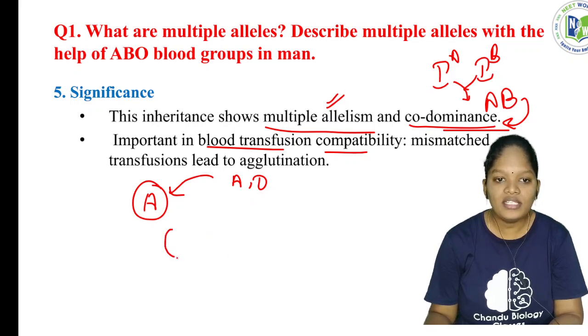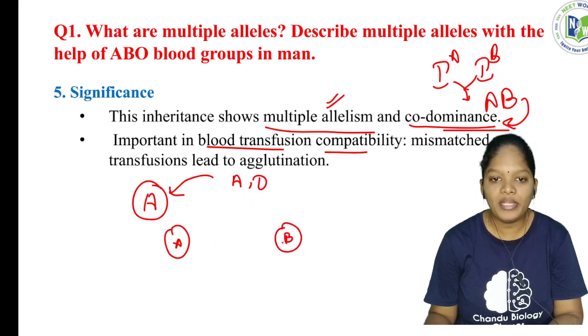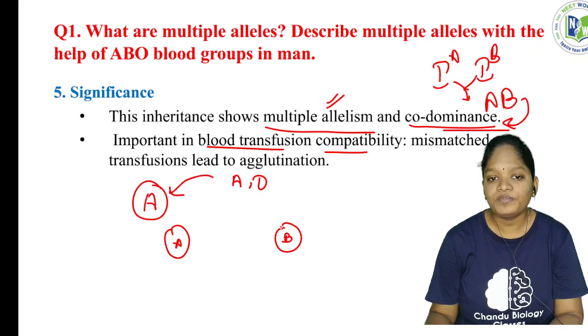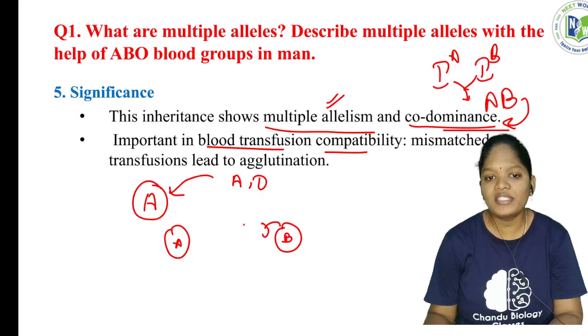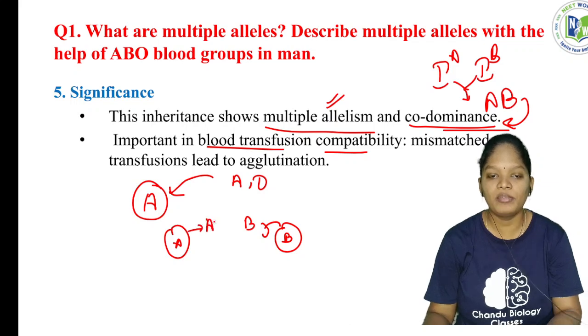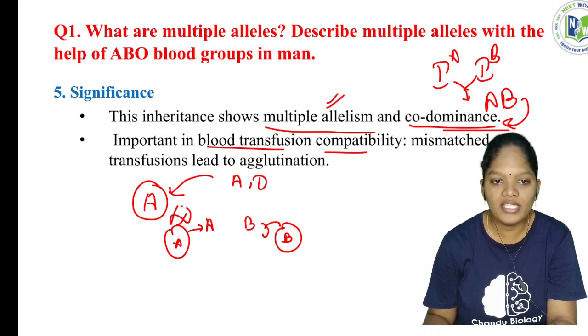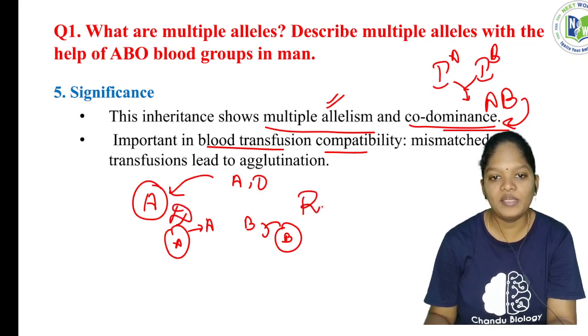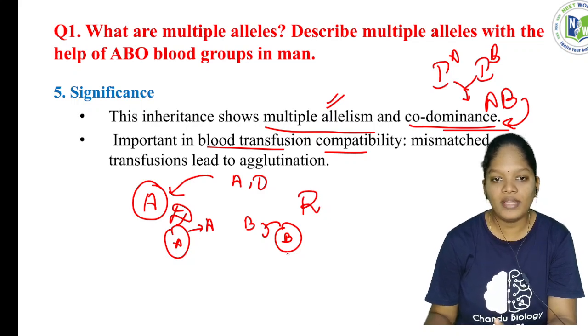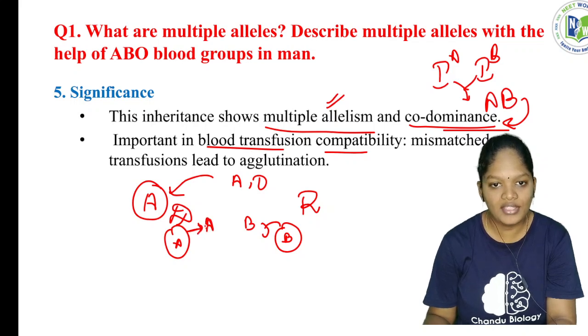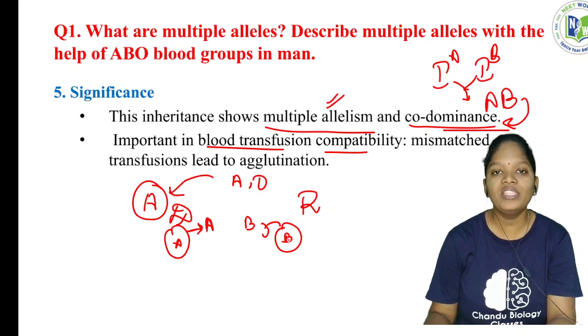So consider one person has an A blood group, and this person has a B blood group. Now what will be the antigen present in the body? B antigen will be present here, and A antigen will be present here. Now he is a donor and he is a recipient. So he has an A blood group and he has a B blood group. A person having the A blood group has an A antigen, and B blood group has the B antigen.